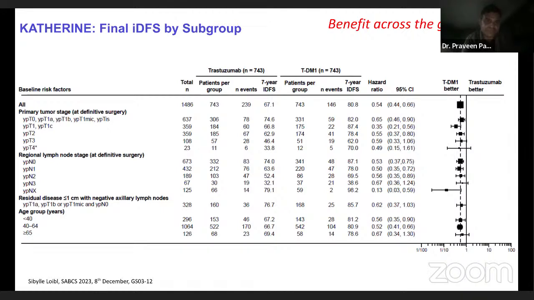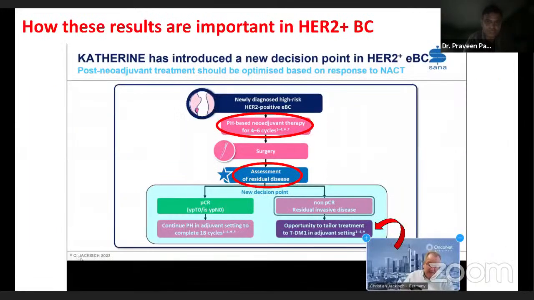So we should discuss that although you have a good response and the residual tumor is only millimeters, if you change the treatment from trastuzumab to T-DM1, they will benefit in terms of IDFS. The same is true for node status. If the tumor is N1, with around 400 patients, the IDFS is 63 versus 78. So whether the disease is microscopic or macroscopic, they get benefit from the addition of T-DM1.